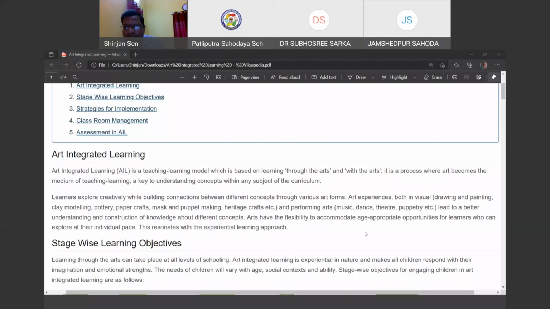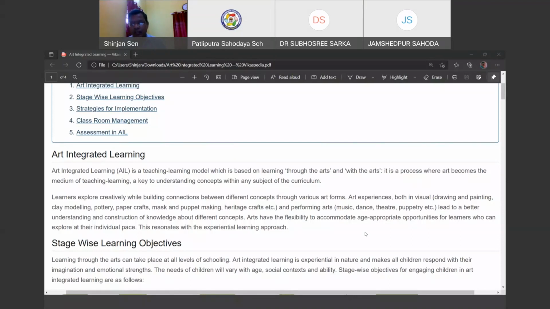with arts. It is a process where art becomes the medium of teaching learning, a key to understanding concepts within any subject of the curriculum. See how beautiful it is. So whichever subject you are teaching, whatever is there in the curriculum, this will be the key to understanding. Learners will explore creatively while building connections between different concepts through various art forms.